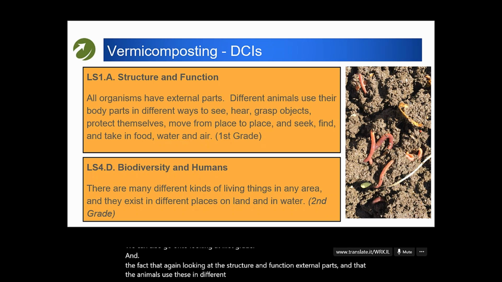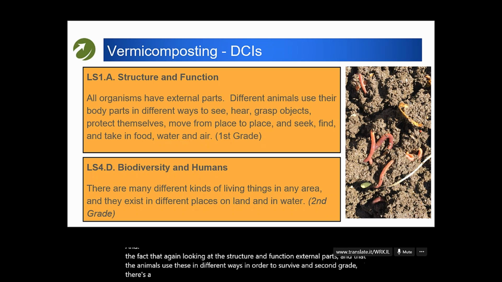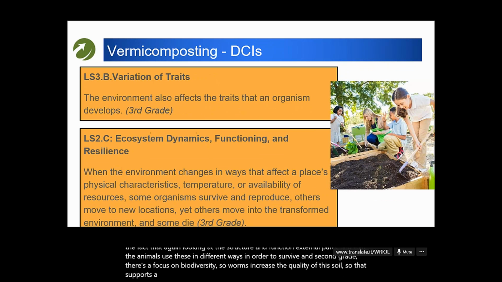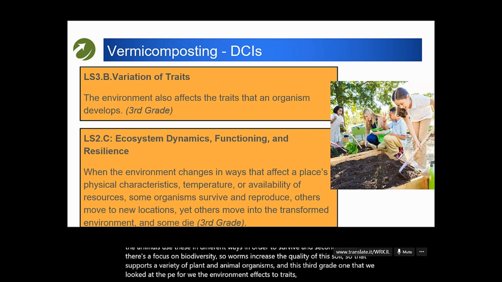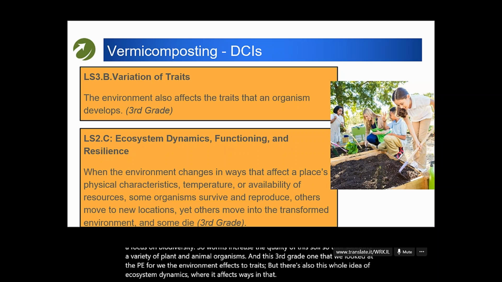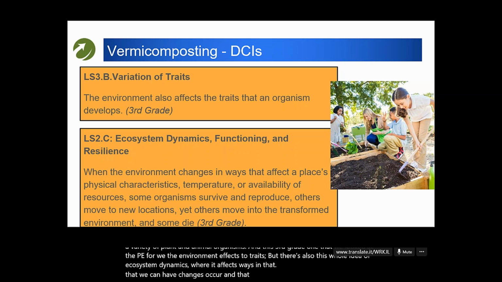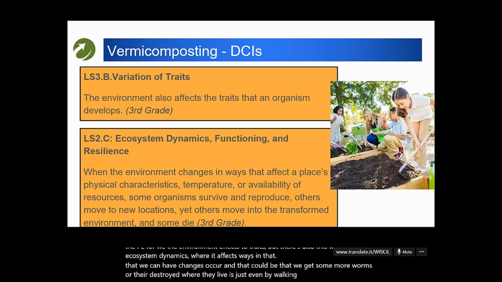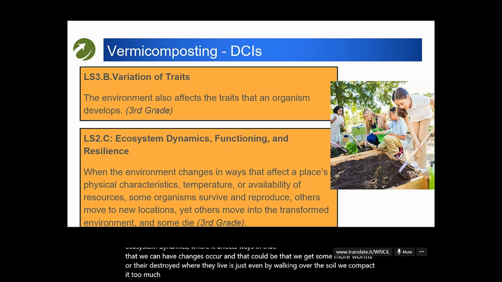In second grade, there's a focus on biodiversity, so worms increase the quality of the soil so that it supports a variety of plant and animal organisms. And this third grade one that we looked at the PE for, the environment affects the traits, but there's also this whole idea of ecosystem dynamics, where it affects ways in that we can have changes occur, and that could be that we get some more worms, or they're destroyed where they live. Just even by walking over the soil, we compact it too much for worms to do their job, and so it might cause some plants or animals to have to leave the space or just die.